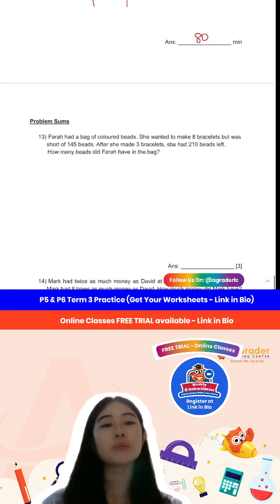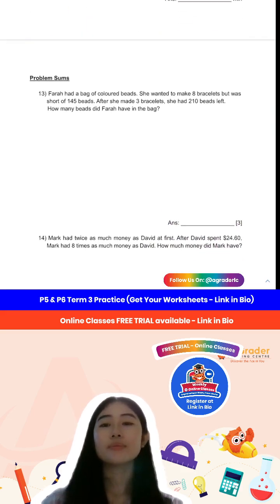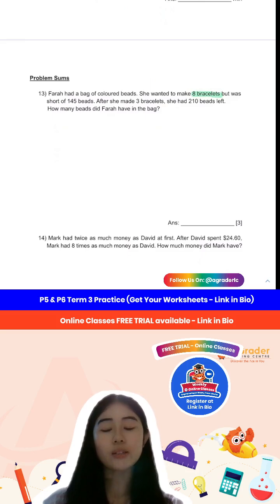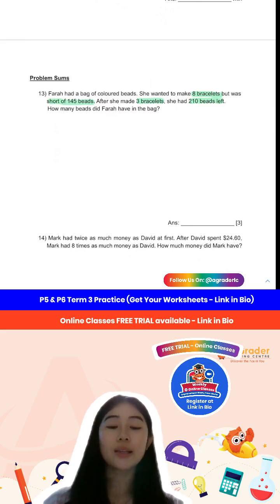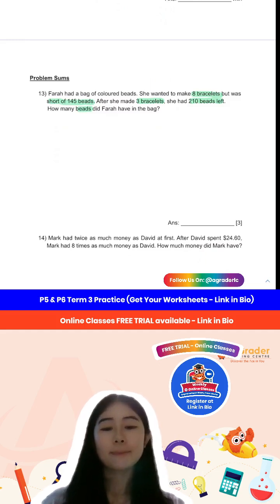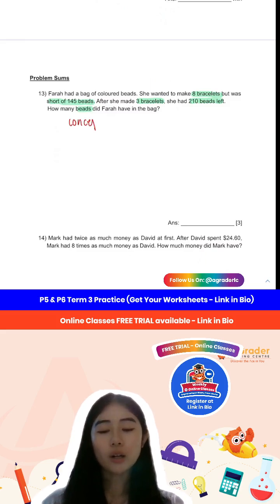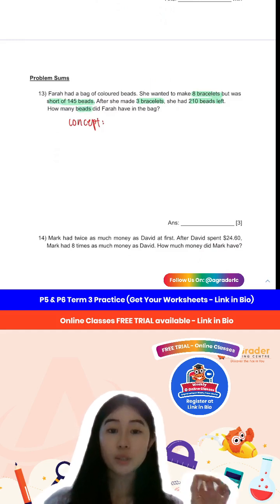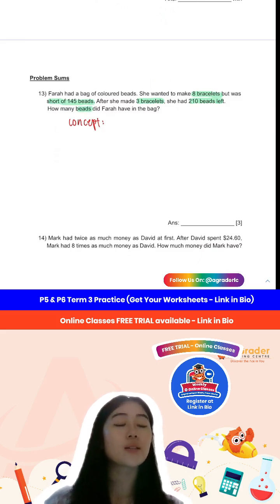Okay, so let's look at our problem sums now. Farah had a bit of colored beads. She wanted to make 8 bracelets, but she was short of 145 beads. After she made 3 bracelets, she had 210 beads left. So how many beads did she actually have? Can you guys let me know what is the concept that is tested in this question? There is a specific concept that you're using here, right? That starts with E. Anybody knows?